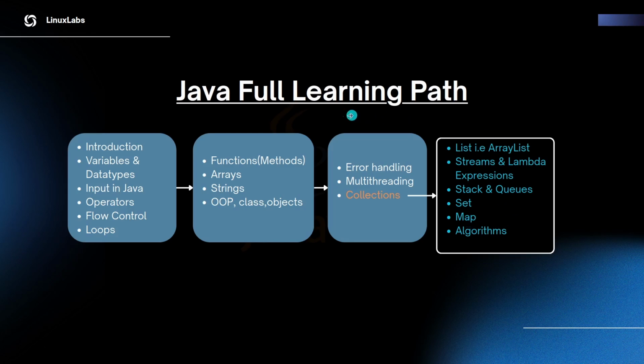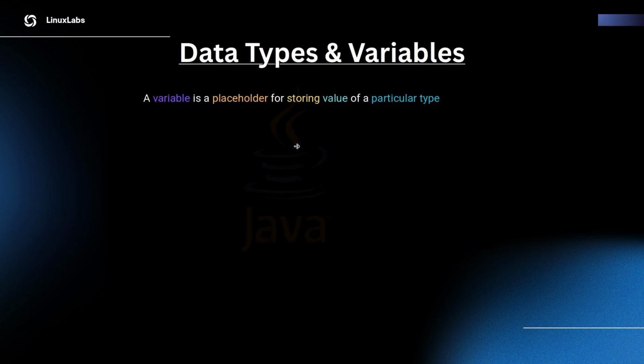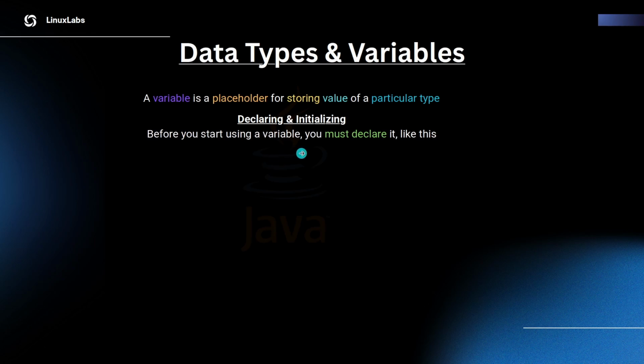So let's get started with data types and variables. A variable is a placeholder for storing value of a particular type. So think of a variable like a container that you put salt in. Let's see how you declare and initialize variables in Java. And before you start using a variable, you must declare it first.